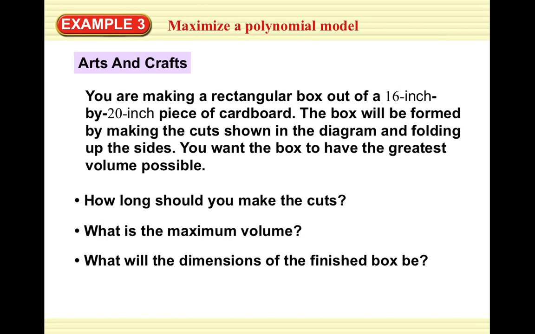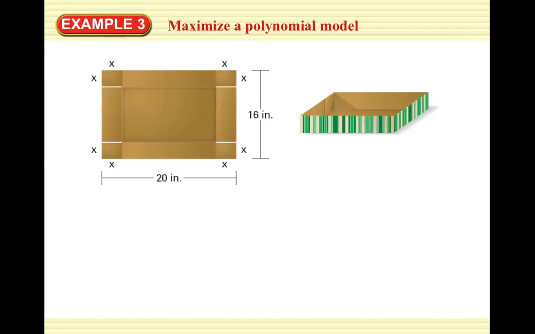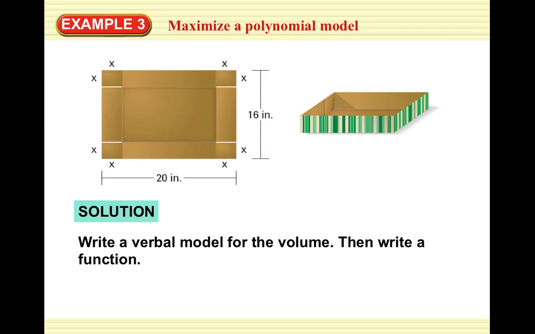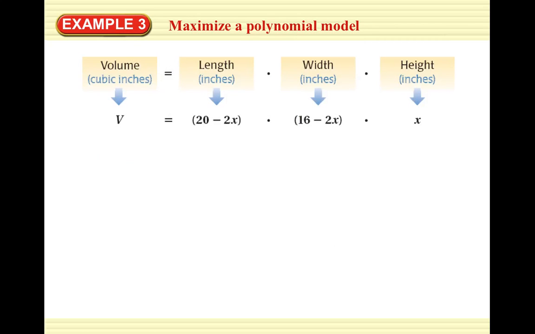So lots of things going on. Let's look at the picture. So we have a piece of cardboard, 20 by 16, and we are going to cut out the same value from each side so that we are able to make our box. Notice it's an open box. So volume is going to be length times width times height. So looking at the previous picture, we can see that the length was 20 minus 2x, times the width, which is 16 minus 2x, times the height. When we fold it, the height would be x.